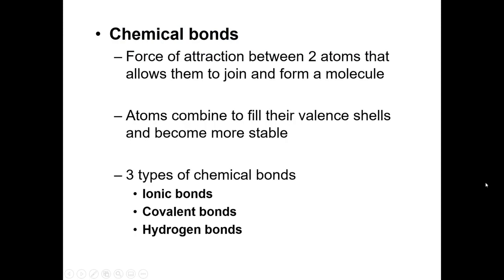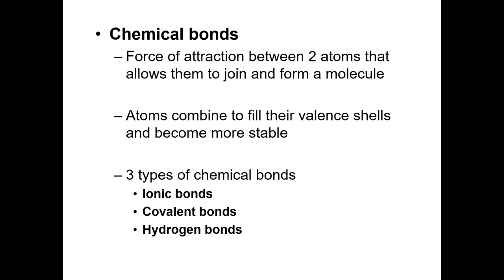And they come together through chemical bonds. A chemical bond is a force of attraction between 2 atoms that allows them to join and form a molecule. So this is what I was talking about. When they have open spots in their valence shells, they can bond with other elements that have open spots in their valence shells. So atoms combine to fill their valence shells and become more stable.